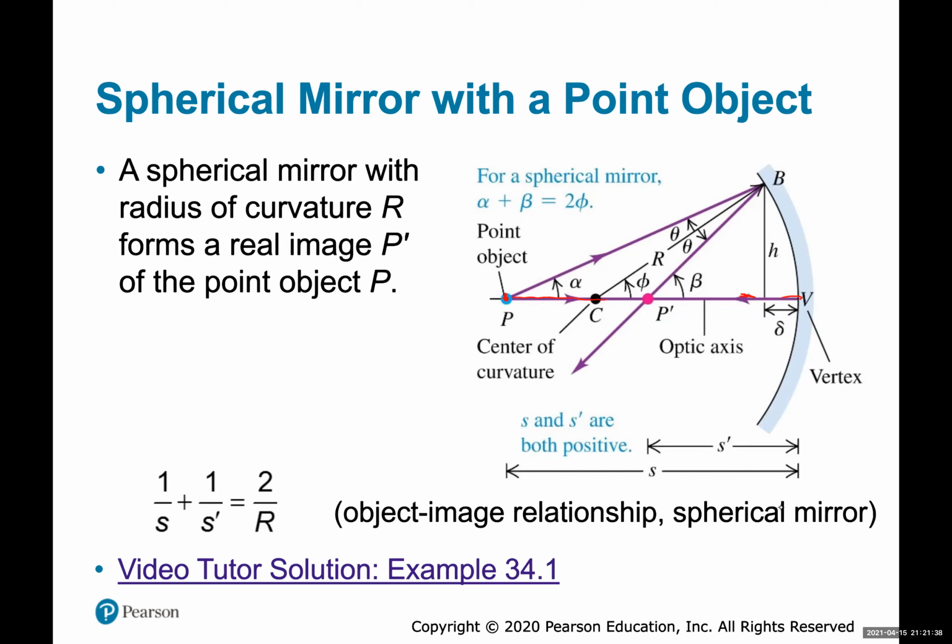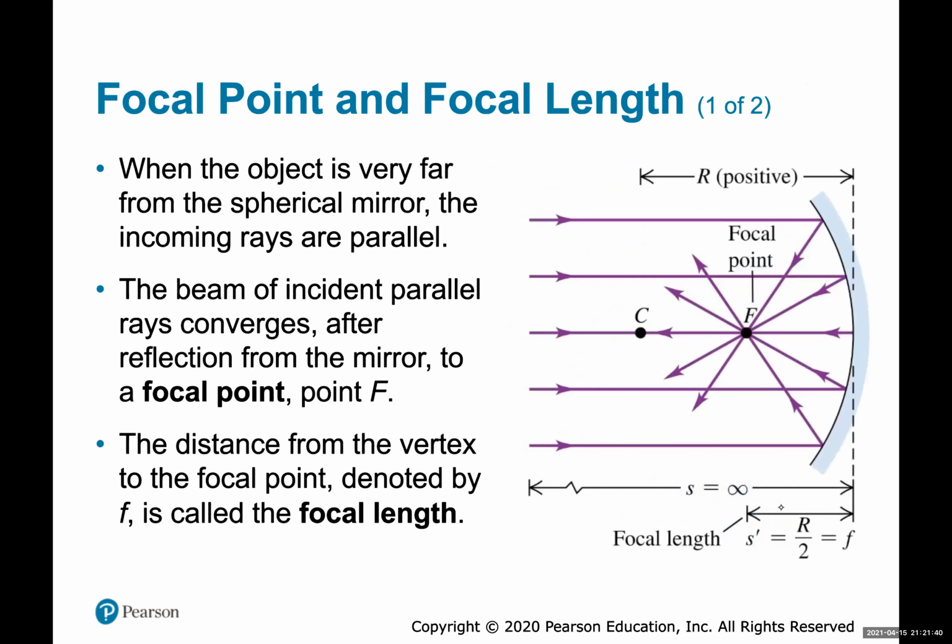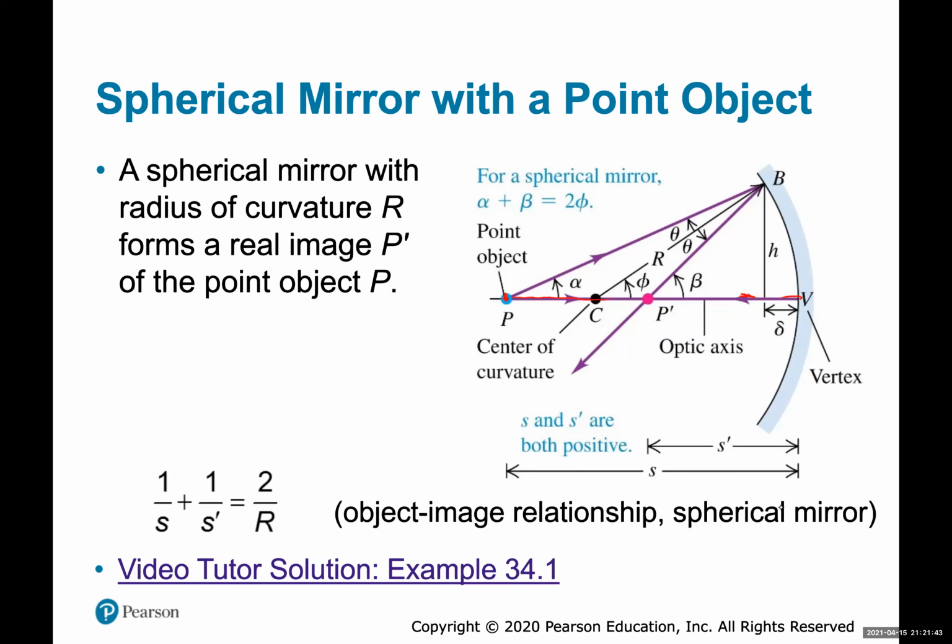A ray that hits at some other point here obeys the law of reflection, so those two angles are equal, and passes through. The two rays intersect at point P prime.